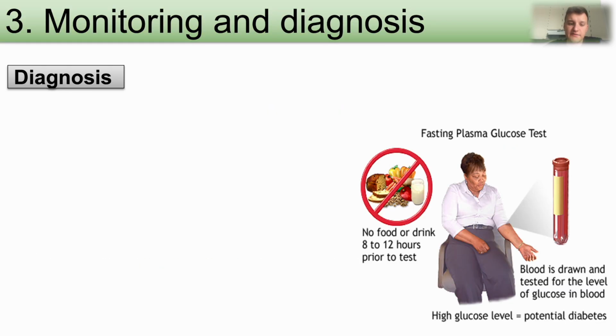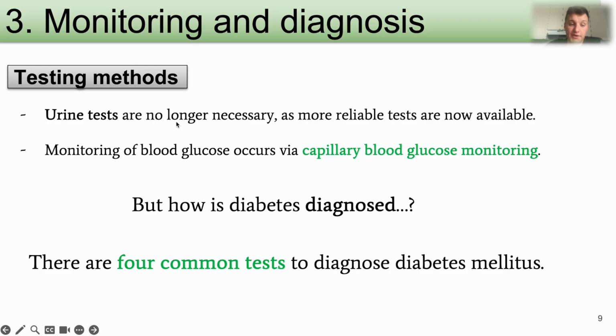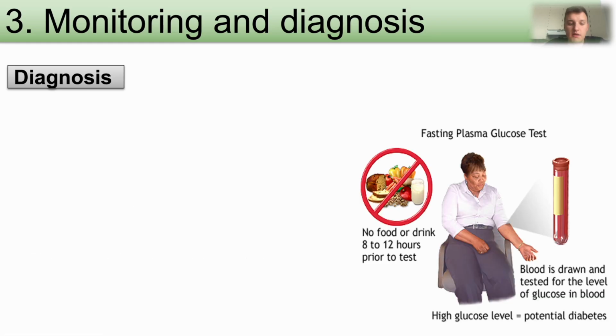So how do we test for this? We do urine tests, but now we don't really do it anymore. It's not really necessary as more reliable tests are available. So monitoring of blood glucose occurs via capillary blood glucose monitoring. But how is this diagnosed? There are 4 common tests that we use.